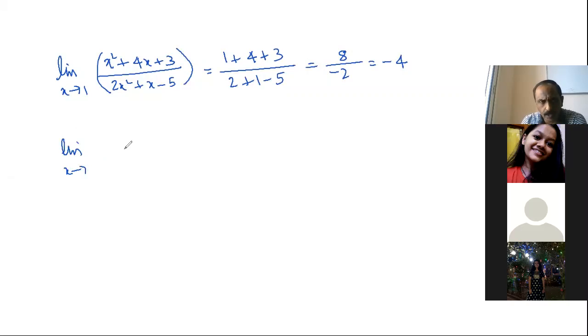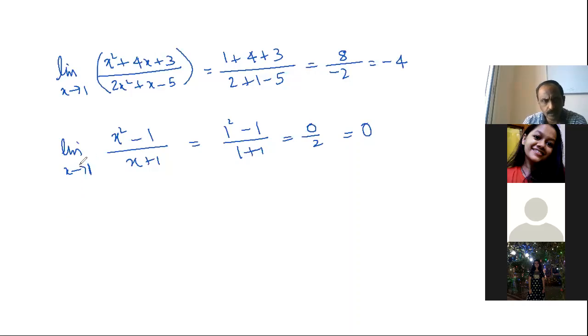Now write this one. Limit x tending to 1, x square minus 1 upon x plus 1. Your answer would be 1 square minus 1 upon 1 plus 1, 0 by 2, answer is 0.